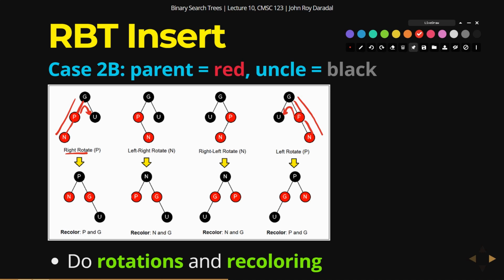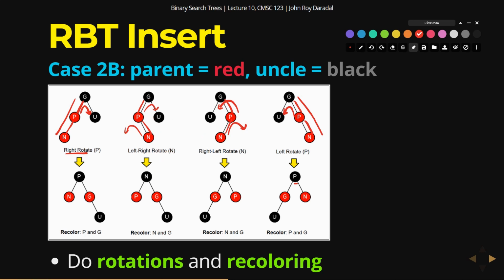If you rotate P to the left, then P becomes the top node and then G becomes the child. But if there's an angle like this, so the new node is the right child of a left child, or here the left child of a right child, then we'll have to do the double rotate. Based on the pattern, we'll do a left rotate and then a right rotate here, or a right rotate here and then a left rotate here. So it's a left-right or a right-left depending on the pattern.